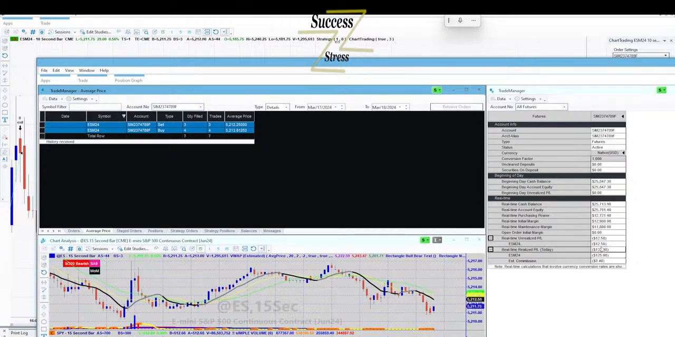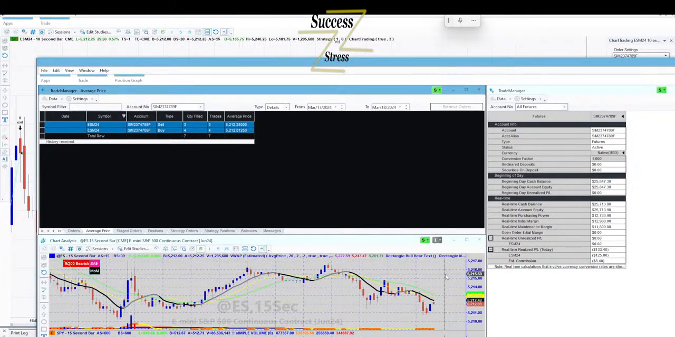Order filled. Okay, so we're still filling the orders. And again, this is not a viable strategy, but just kind of keep an eye on it, so we can understand what's going on with the position window and all this.